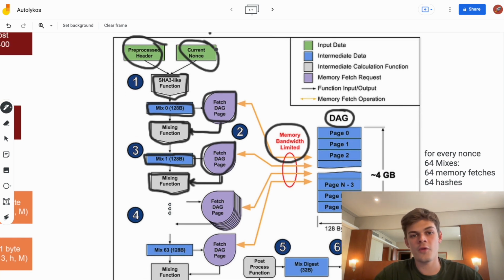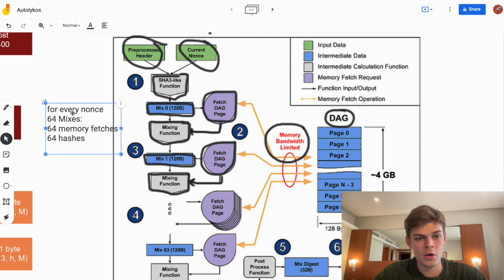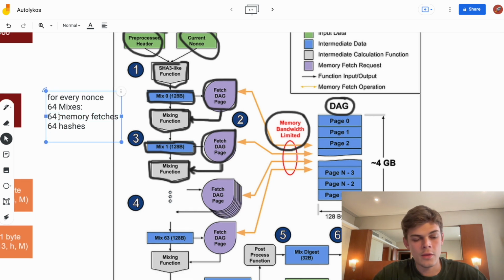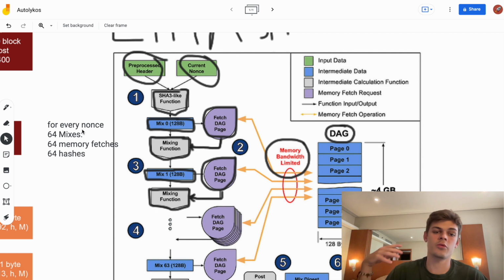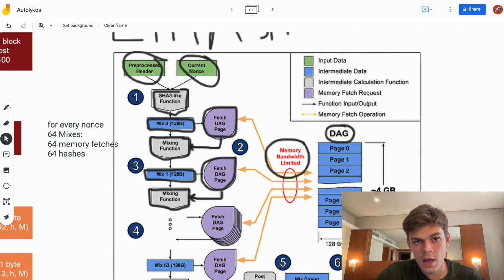But now you can kind of see for every nonce what happens. Well, this is where this part is quite important. For every nonce, there are 64 mixes, and this means 64 memory fetches and 64 hashes, right? So why is that important? Because with Bitcoin, for every nonce test, there is no memory fetch. It's just a simple loop of a hashing algorithm, which an ASIC can do very fast. In Ethereum terms with Ethash, for every nonce tested, you have 64 mixes, which means 64 memory fetches as well as 64 hashes. What's the reality of this?